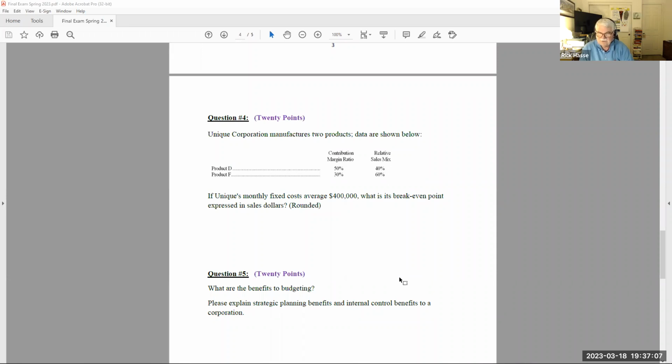So I want you to put on your thinking caps and see if you can tell me what is the break-even point in dollars for Unique Corporation. Surely a unique problem. Haha.